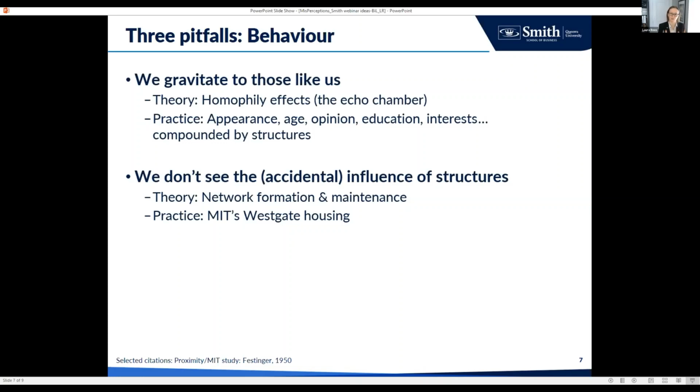So in this study, it was graduate students at MIT, and they had a graduate student housing area, sort of like an apartment block, neighborhood type of situation. And people were randomly assigned to apartments in this apartment block. And they did a network study of the friendship dynamics that were forming in this apartment neighborhood. And remember, everybody's randomly assigned to location.